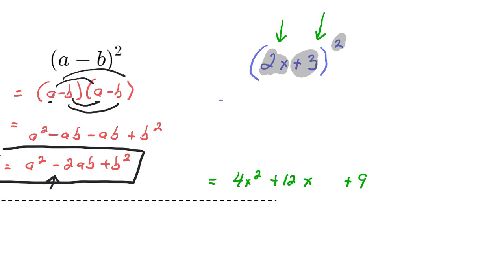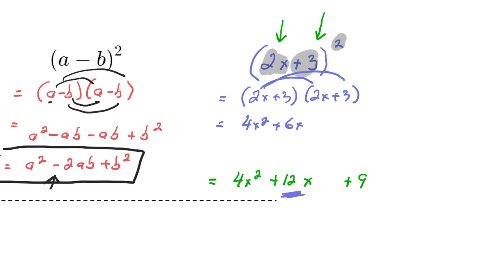To prove this, I'll write it out and do it the longer way. So I'm going to take the first term and distribute. So there's my 4x squared. Distribute to the second term, and there's 6x. Notice 6x is half of 12. Take the second term, the 3, distribute, and I get 6x again. There's the other half of the 12x, and 3 times 3 is 9. Once you simplify, you get the result that I showed you in green.